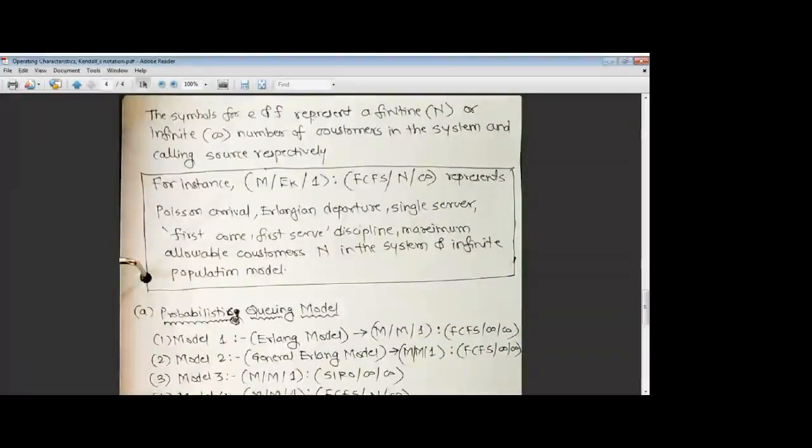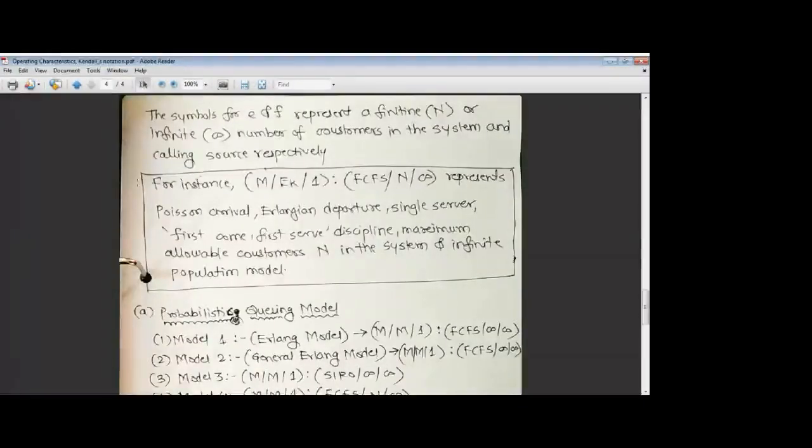Now, what are symbols E and F? E was the maximum number of customers allowed in the system. And F is nothing but the population source. For E and F, it can be finite or infinite. If it is a finite number of customers and a finite population source, we will represent it by N, and if it is infinite, we will represent it with the symbol of infinity. So this is to be followed.